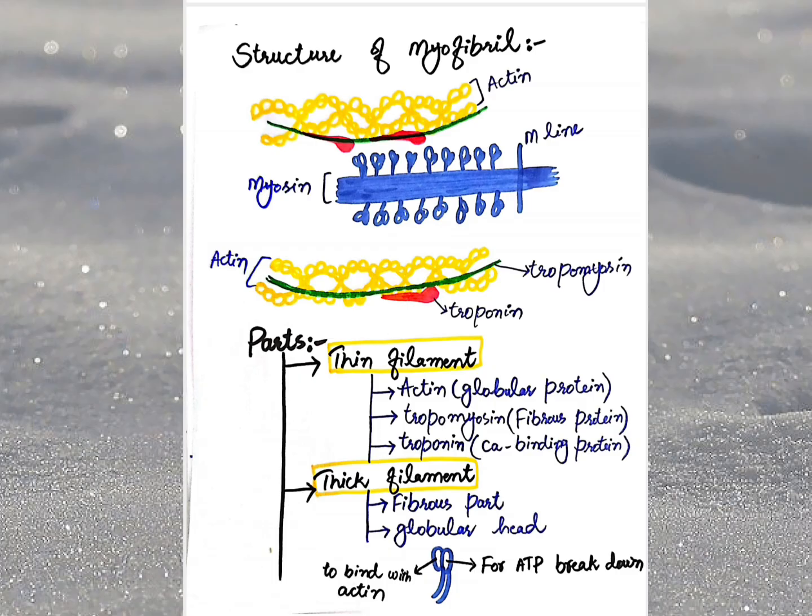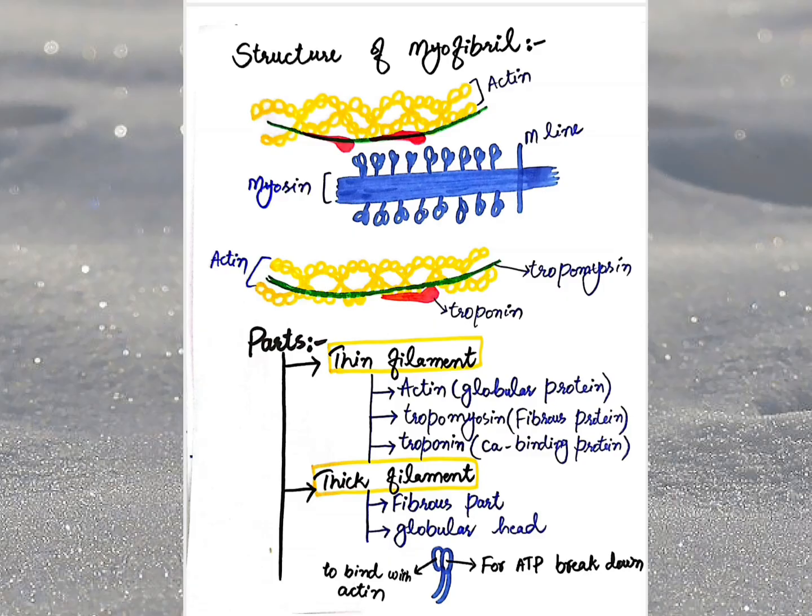What is the structure of this actin? Actin has two spiral strands. You can see these two spiral strands which are twisted around each other. So these make the actin protein. This complete structure is the actin. Now, along with this actin, there are two more proteins which are attached to actin.